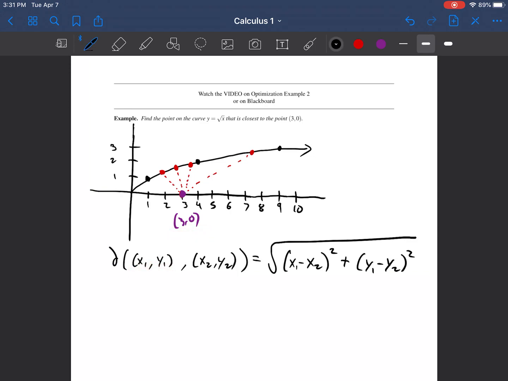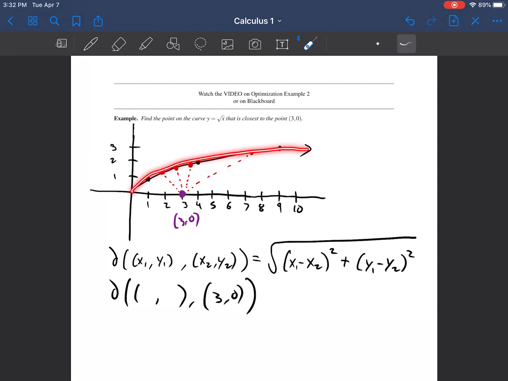Okay, so we can do that. So we can write down the distance from, so let's write this. So maybe x2, y2, that'll be 3 comma 0. It really doesn't matter, but I'm just going to write that. And then x1, y1. Remember that has to be a point on this curve, right? Meaning it has to satisfy this relationship.